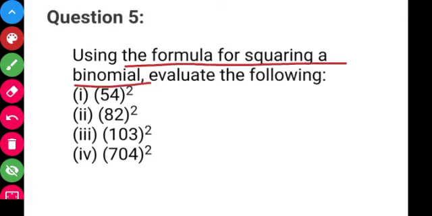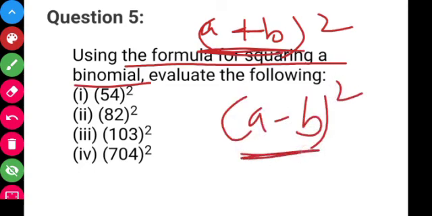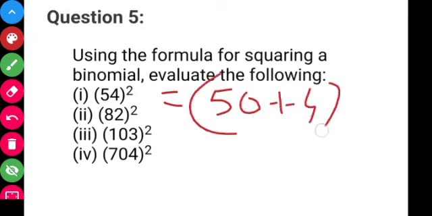So you know what is the formula of squaring of binomials? a plus b, this is a binomial, a plus b whole square. So this is the square of a binomial. Similarly, a minus b whole square, this is also squaring of binomials. So by using these two formulas, we have to find this, whichever is applicable. Okay, so here 54 square can be written as 50 plus 4 whole square. Since it is given 54 square, you can write 50 plus 4.